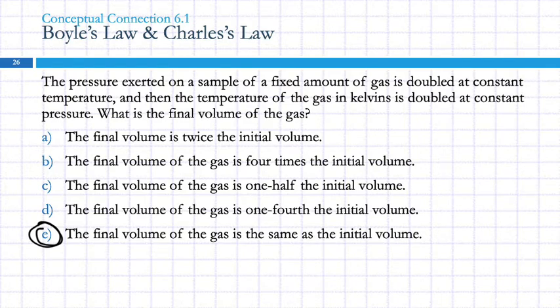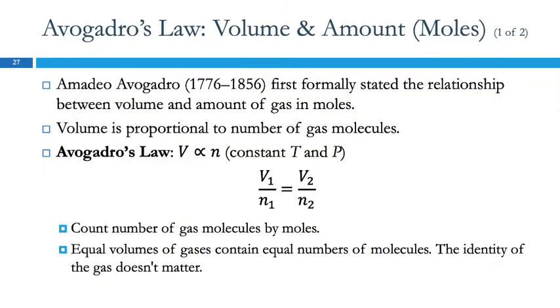Yeah, the final volume is the same as the initial volume. The third law we'll talk about is Avogadro's law. This relates volume and amount. The amount is measured in moles, and this is the same Avogadro of Avogadro's number. So he was born the year that the United States became the United States. He died in 1856. He was the first one to formally state this relationship between the volume of a gas and the amount of gas in moles.